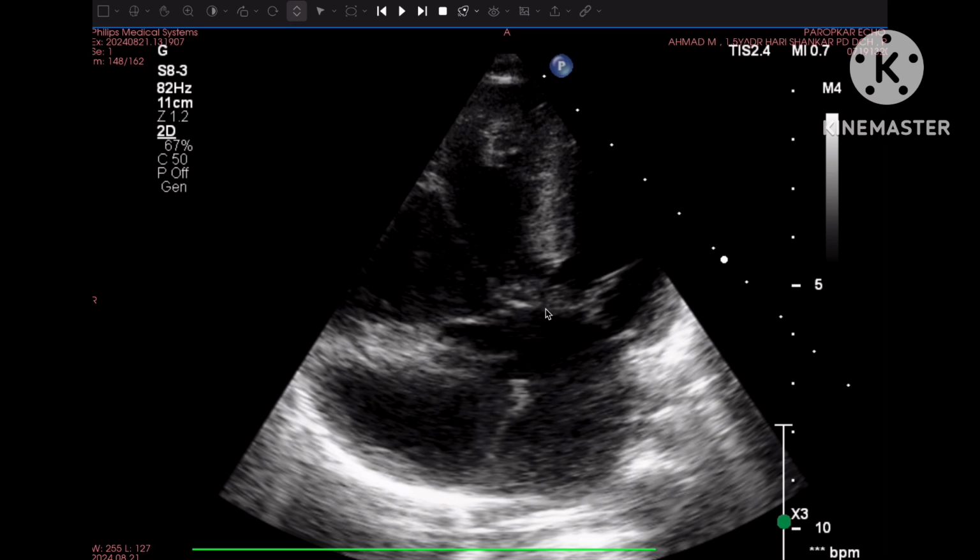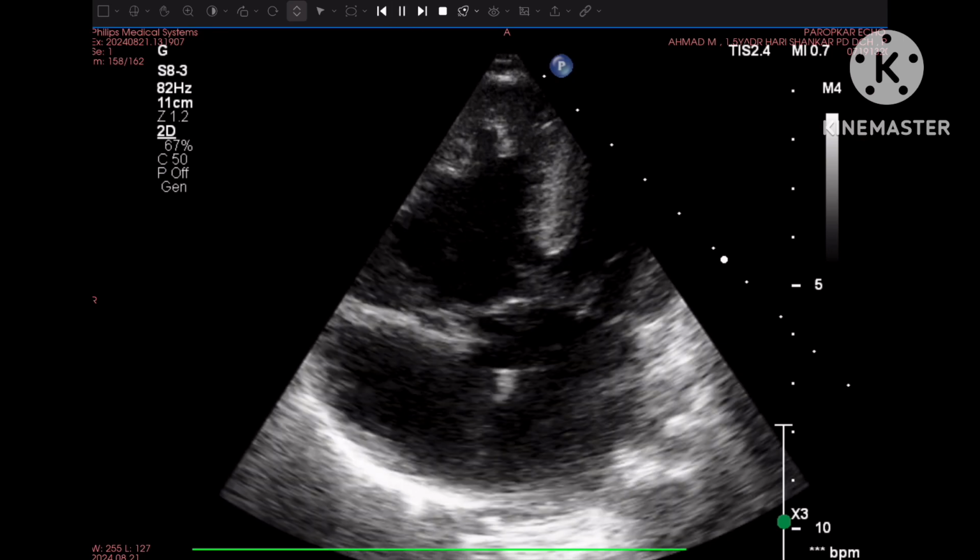Crux means the portion of the left ventricle communicating, that is in contact, with the right atrium. That is the atrioventricular septum, and that is absent in this case. Crux of the heart is absent in this case. That is the point to know.